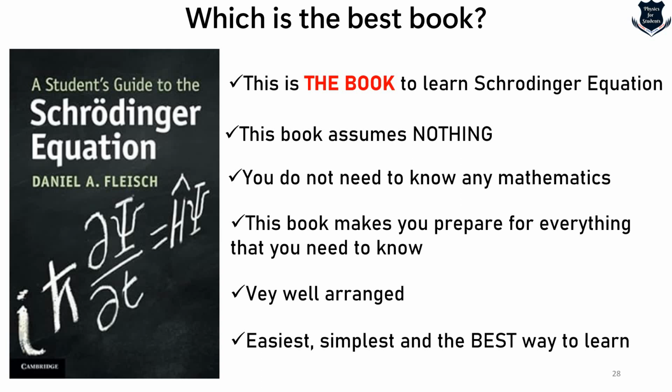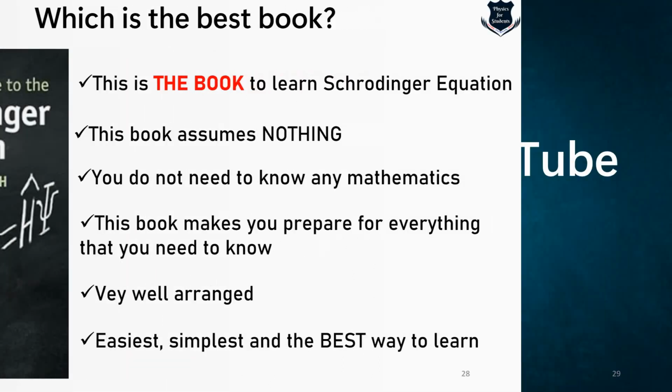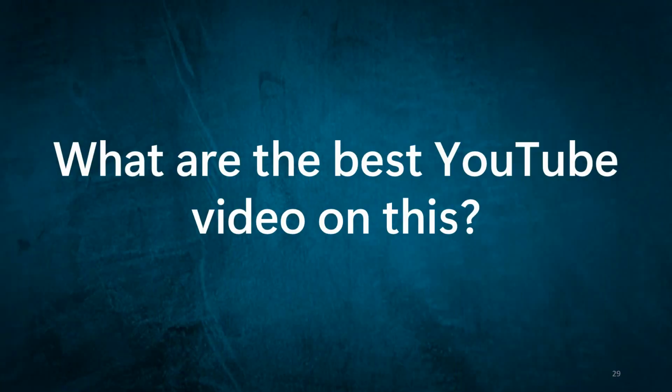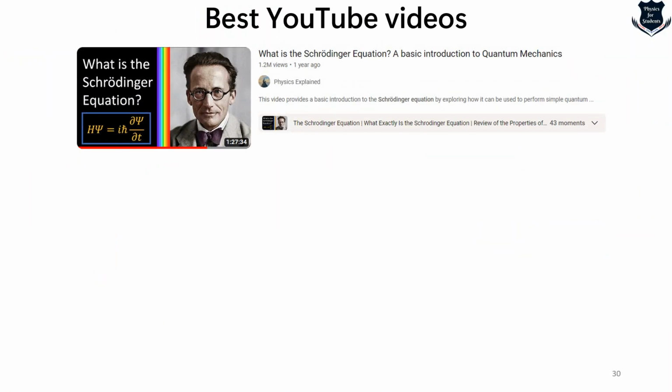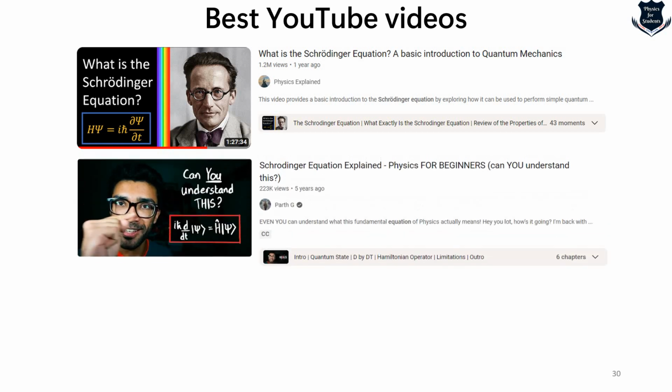What about the YouTube videos? If you're learning through videos, then what are the best YouTube videos which are available for the Schrodinger equation? Coming up in the next part of the video, what are the best YouTube videos on this? The first I would say is Physics Explained, this is absolutely great. As you can see, the time length is more than an hour, so it explains with utmost intricate details.